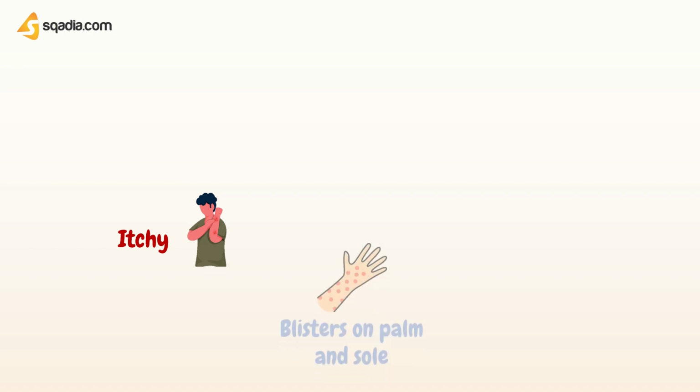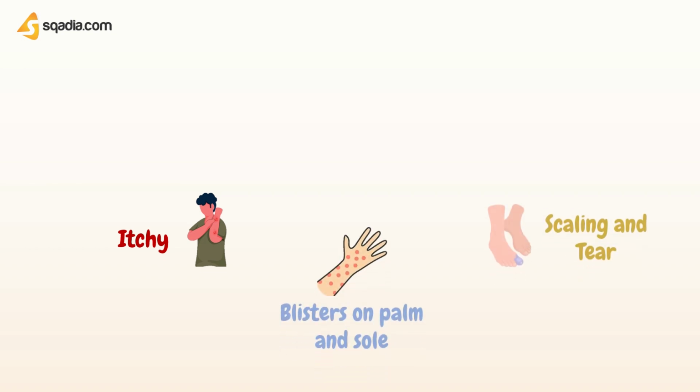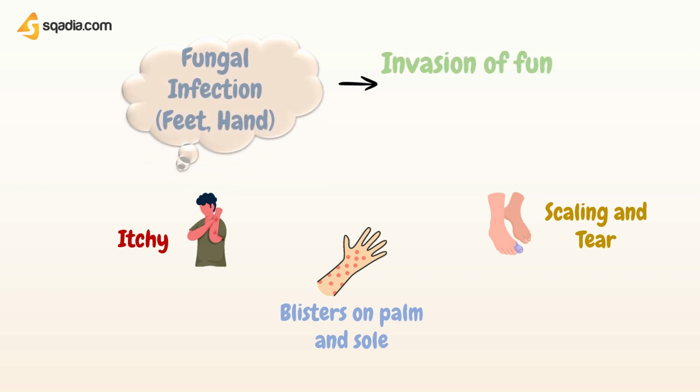Now, if the patient shows symptoms like itchy, blisters on the palms of the hands and soles of the feet, scaling and tears in between toes, then this might give you an indication that patient has fungal infection of feet and hand. Well, it is defined as invasion of fungus in the skin of the hands and feet.